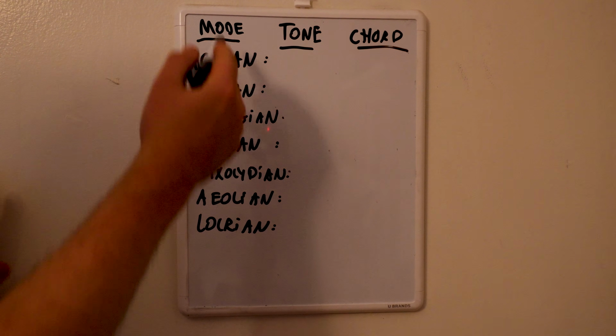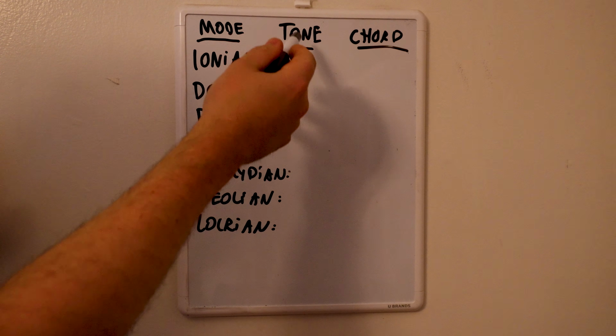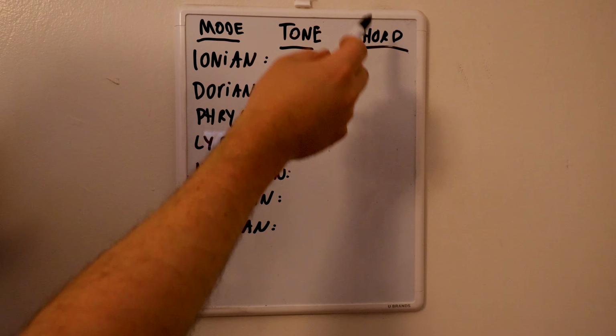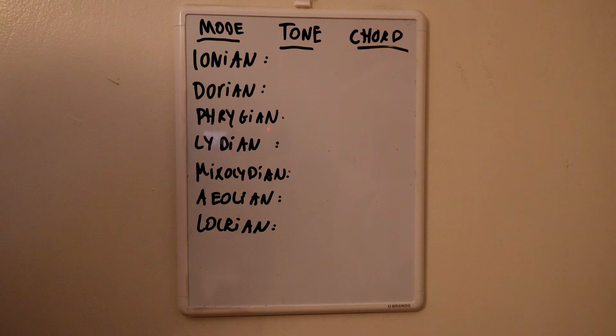Each of these modes are going to contain an interval that gives the mode its specific characteristic. We can use this tone to create a chord, which is going to encapsulate the sound of the whole mode when it's played. I've got my 7 modes here, and we're going to fill out a distinctive tone for each of these modes, and then a distinctive chord that encapsulates the sound of the whole mode.